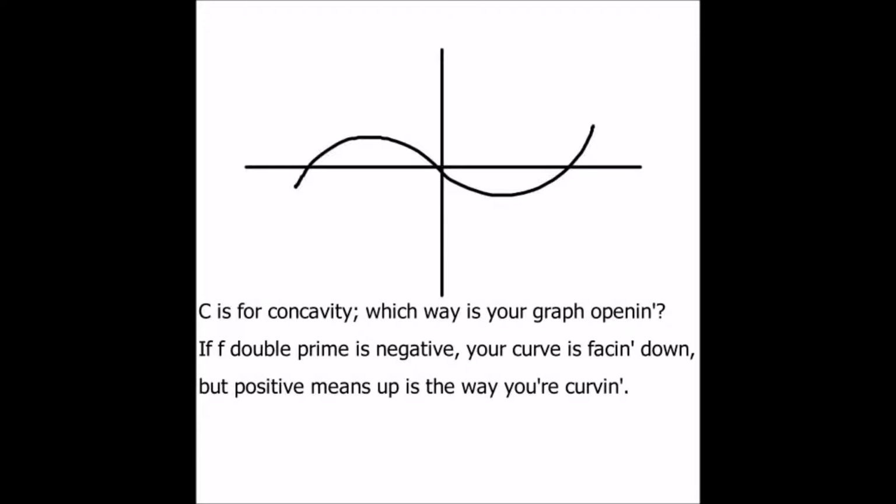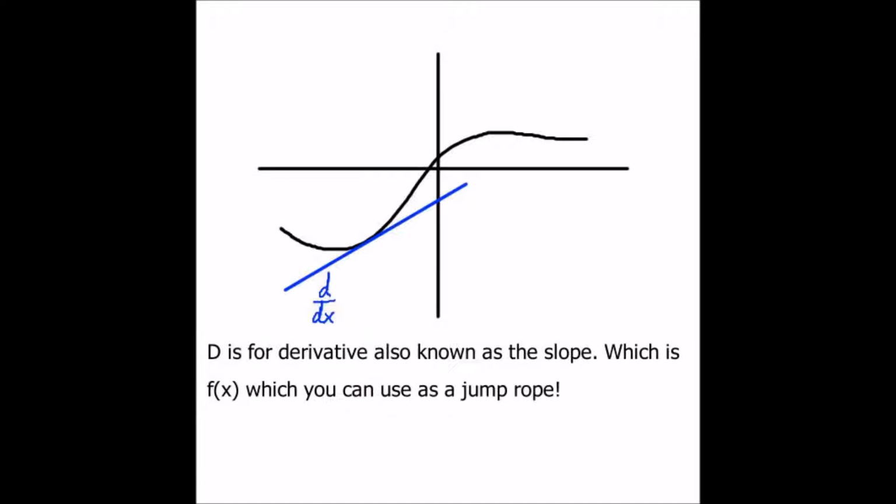C is for concavity, which way is your graph opening? If f double prime is negative, your curve is facing down, but positive means up is the way you're curving. D is for the derivative, also known as a slope, which is f prime of x, which you can use as a jump rope.